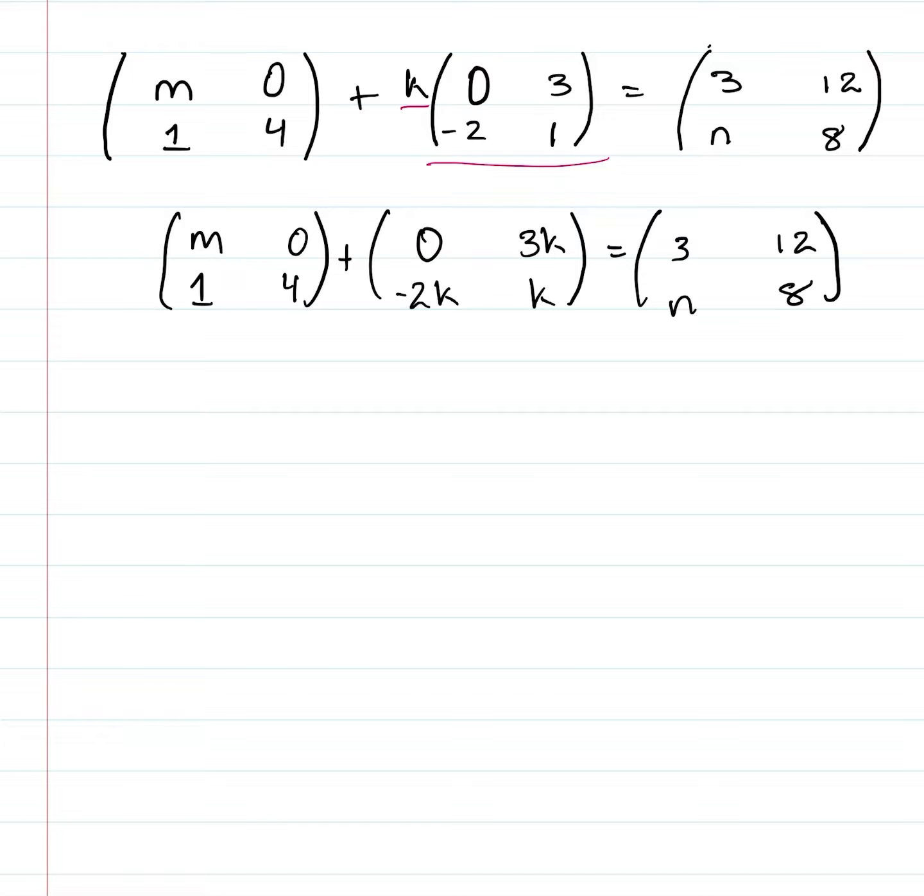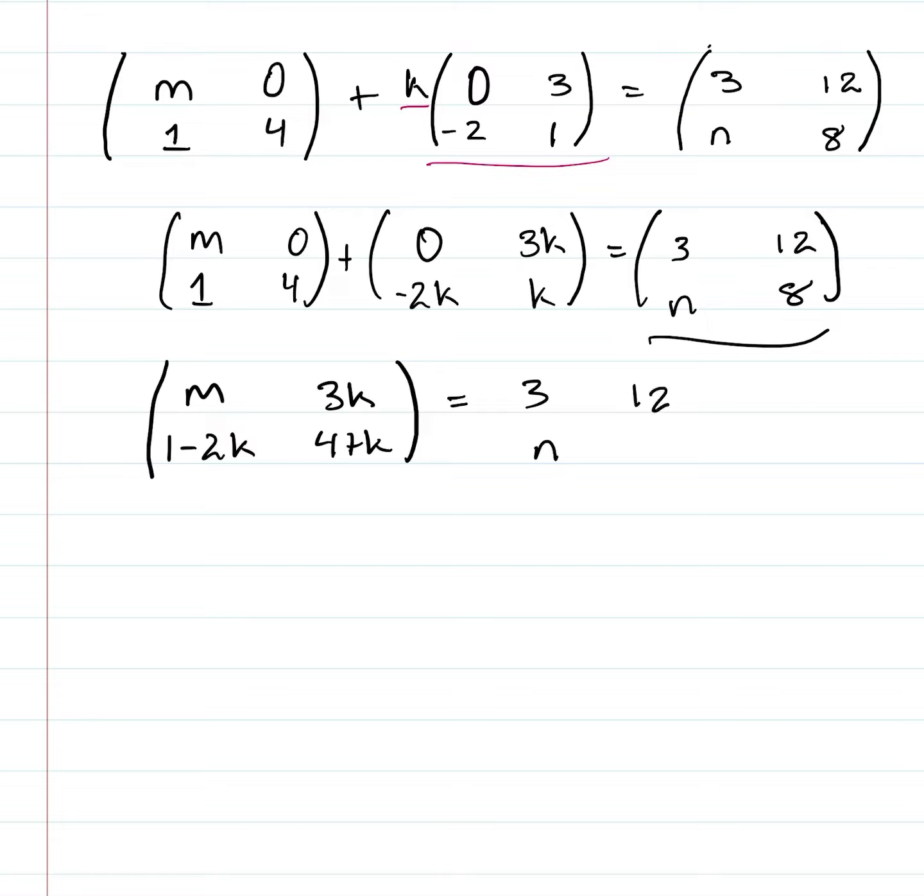We're going to add up each matrix and we're going to make it equal to the matrix that's on this side of the equation. So we're going to have m plus 0, which is m, 1 plus negative 2k, or 1 minus 2k, 0 plus 3k, which will just give me 3k, and 4 plus k. We'll write just 4 plus k, and we're going to make that equal to 3 and 12 and 8.